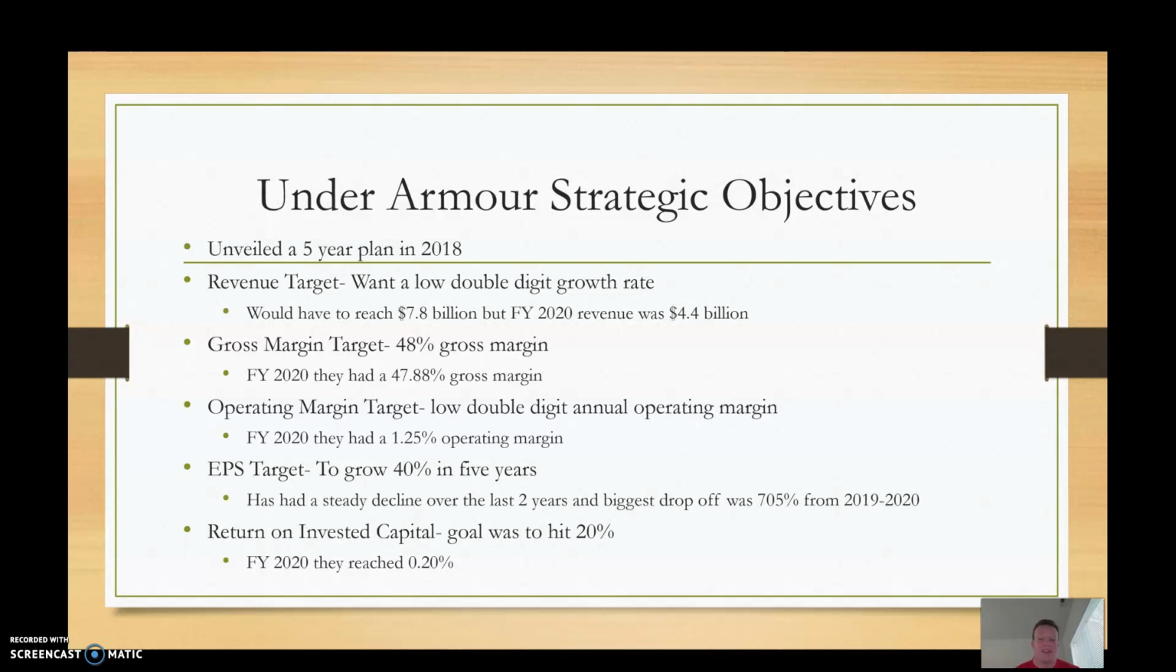And then one that really surprised me was the earnings per share target. They wanted to grow about 40% in the next 5 years. And since this plan came out, they have just been declining. There is a 9% drop off, a 306% drop off. And then the biggest one was from 2019 to 2020, where they had a 705% drop off. And their last goal was for their return on invested capital to hit 20%. But once again, in the fiscal year 2020, they fell very short and only reached 0.2%.